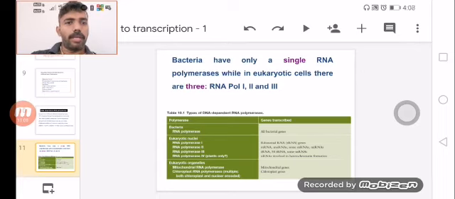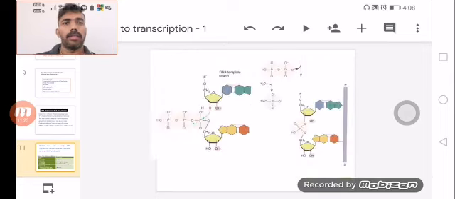RNA polymerase 1 is dedicated to the synthesis of ribosomal RNA molecules, RNA pol 2 for the mRNA, and pol 3 for the tRNA and small rRNA molecules like 5S rRNA. So these are the different types of RNA polymerase in the eukaryotic system.